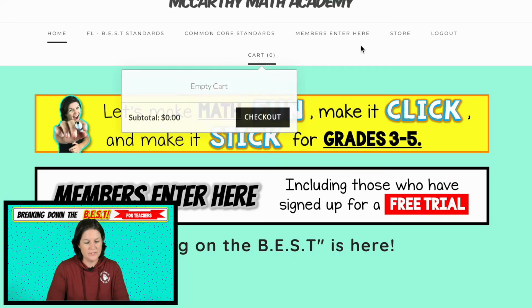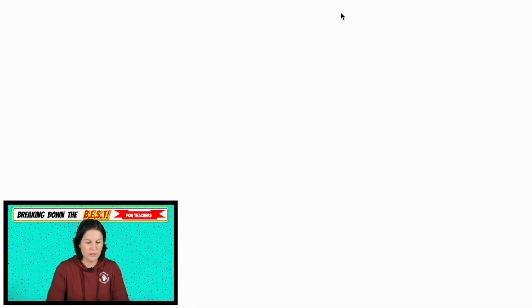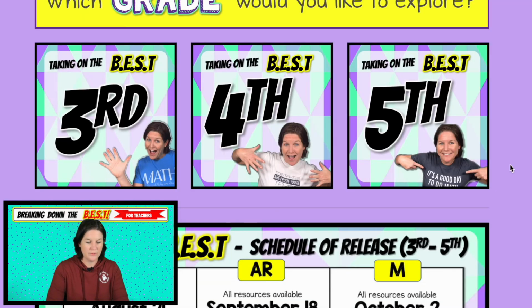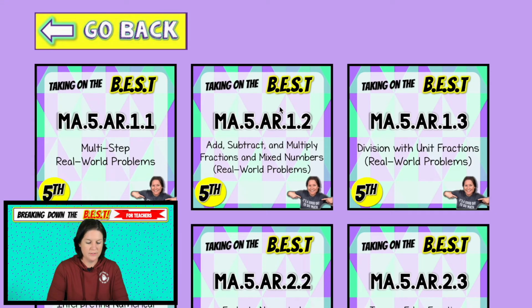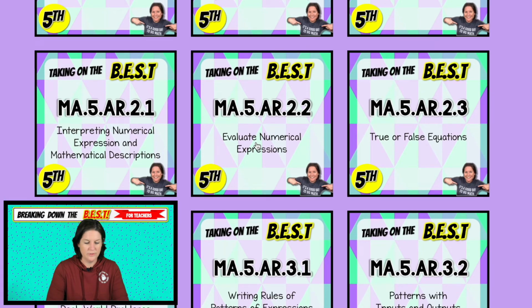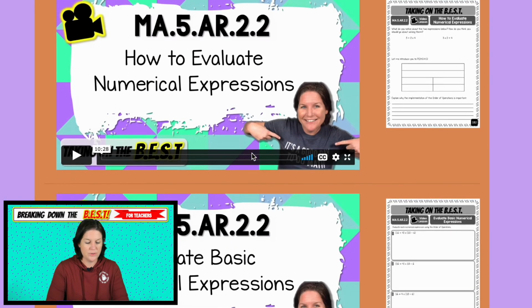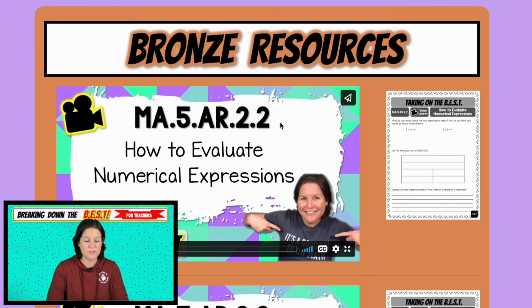your membership. Here is the website. You click members, enter here. Taking on the best. You'll probably need to log in like me. Go to 5th grade. We are on the AR strand. And we are right here, A.R.2.2, evaluating numerical expressions. So click that one. And here you have 1, 2, 3 video lessons with the bronze resources. So if you have the bronze membership, the silver membership, or the gold membership, you have access to this.